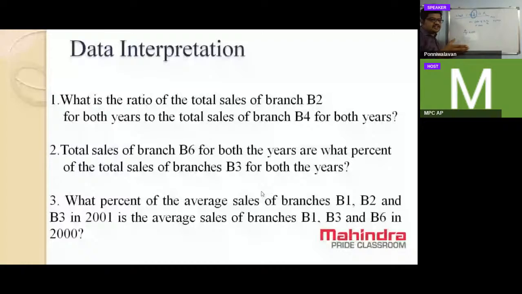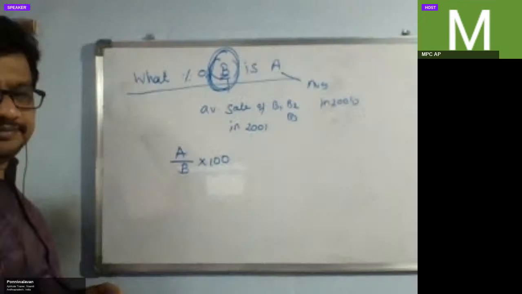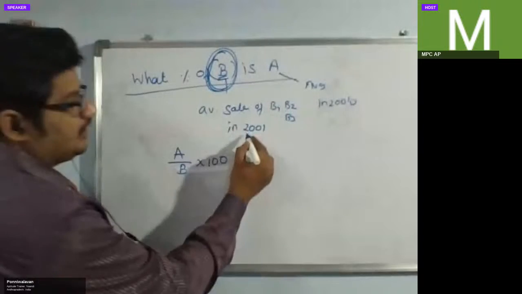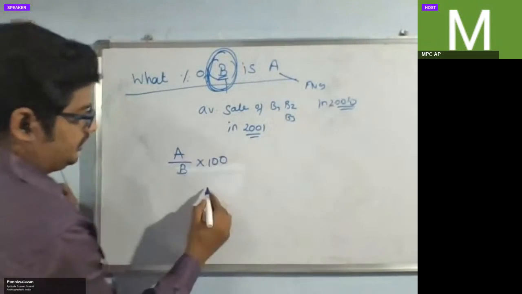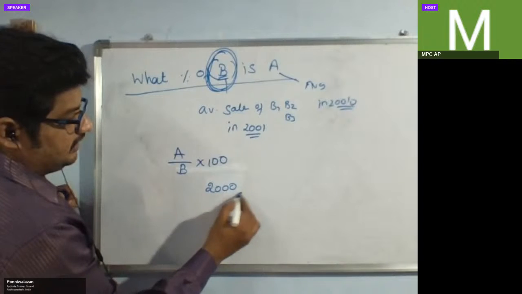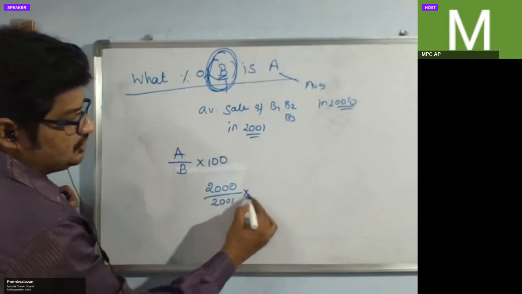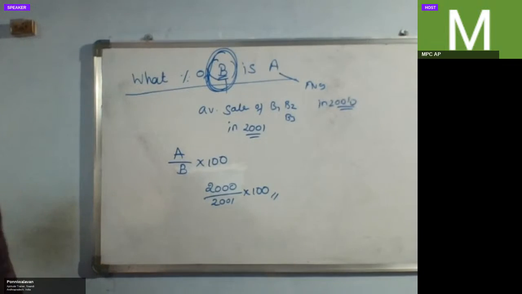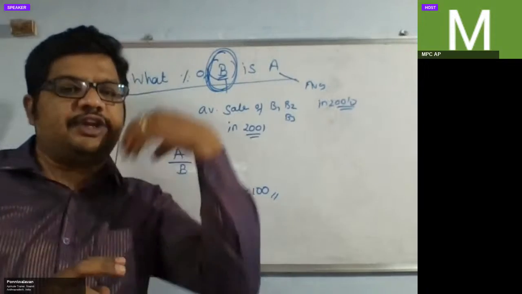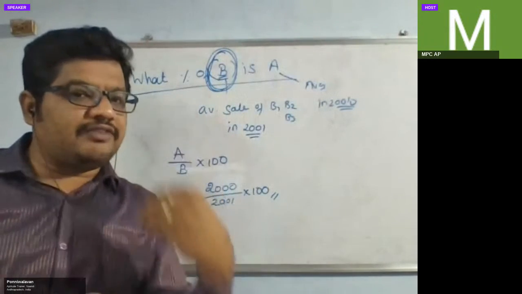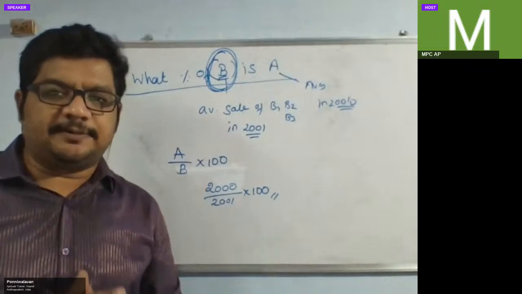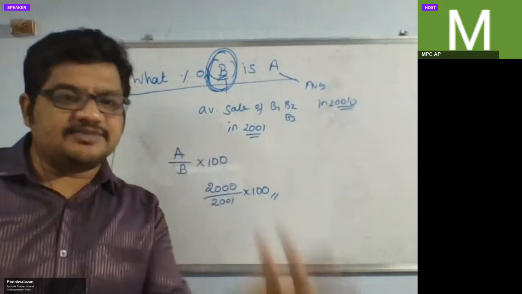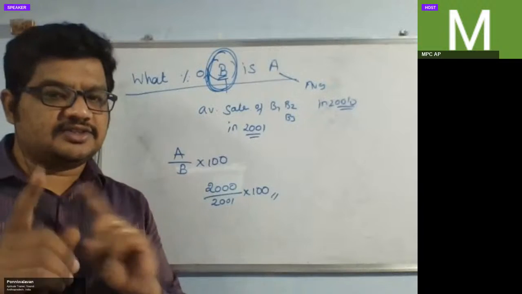What percentage of 2001 is 2000? So they are asking what percentage of 2001 is 2000. So 2000 divided by 2001 into 100. Okay, clear? We need to decide what to take in the numerator and what to take in the denominator. They used to ask A in terms of B, sometimes B in terms of A, so be careful.